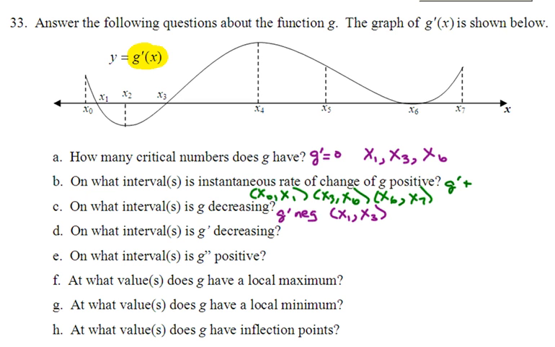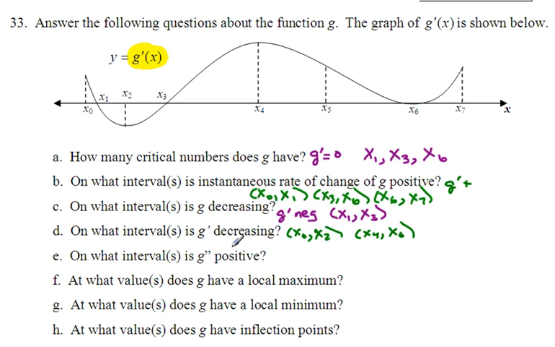Let's see, switch colors. So x0 to x2, we are decreasing. We're going down here. And then we're going up all the way to x4, but we're decreasing again from x4 to x6. Now from x6 to x7, we're increasing again.